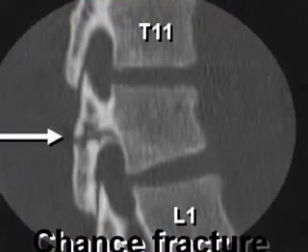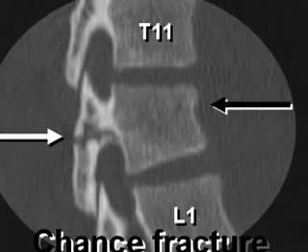You can see that there is a horizontal lucency through the spinous process, the pedicles, and that it extends through the vertebral body horizontally to its anterior aspect.